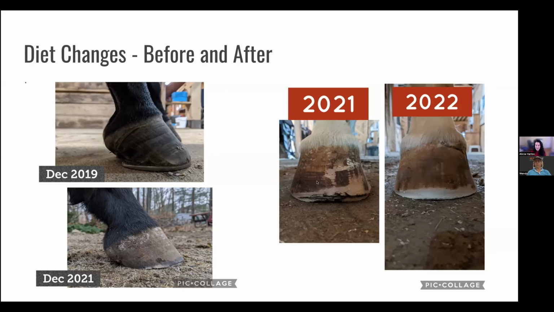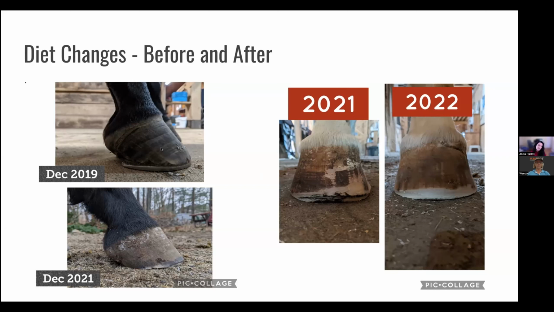So on the right here, we have a horse that had chronic white line disease, really poor wall quality, always chipping, these chronic event lines. And this was just a year on a new diet where the wall was able to grow down from the coronary band and grow out all that junk.